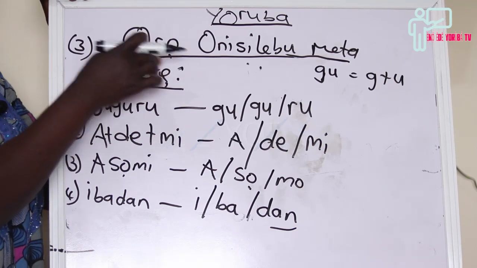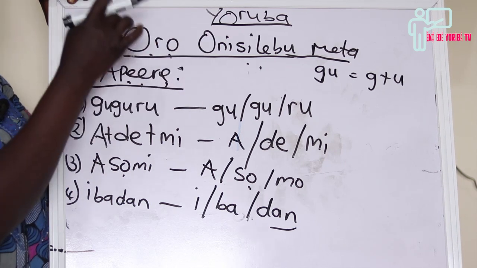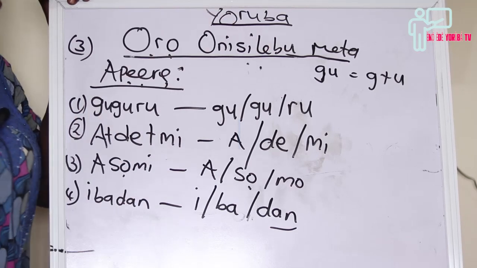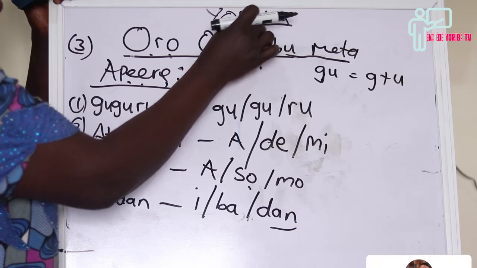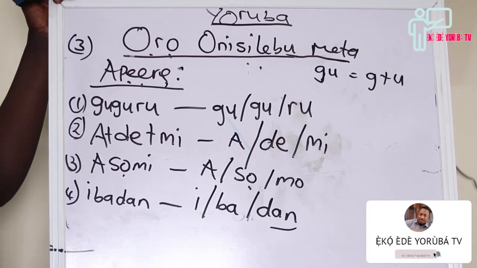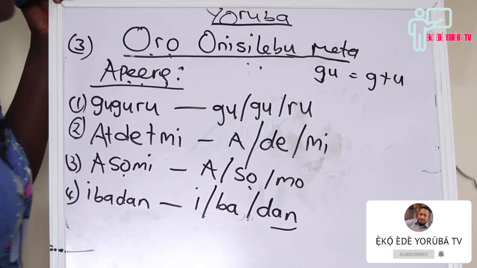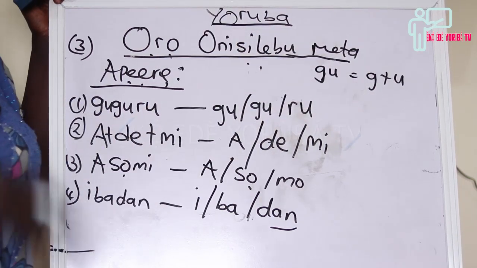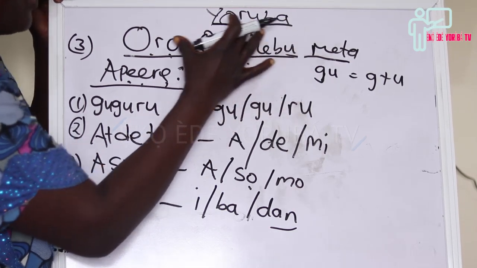Oro. Can you see that it's 2 syllables? Oro. Look at Yoruba here. You want to divide it into syllables. Yoruba. There are 3 syllables. Yoruba. Now I want you to let this one out. Meta is what? 2 syllables. Now look at this one. We are still going for this one.